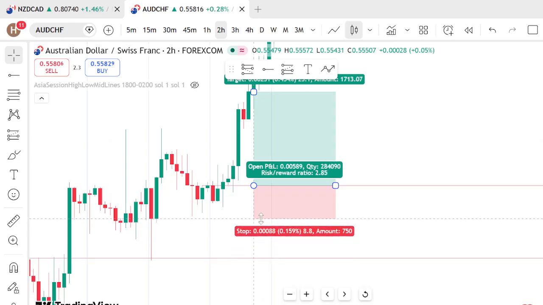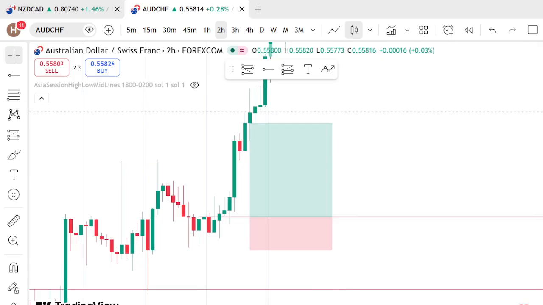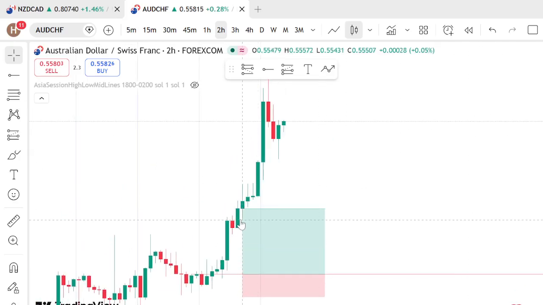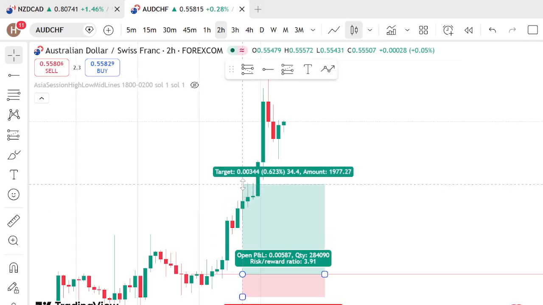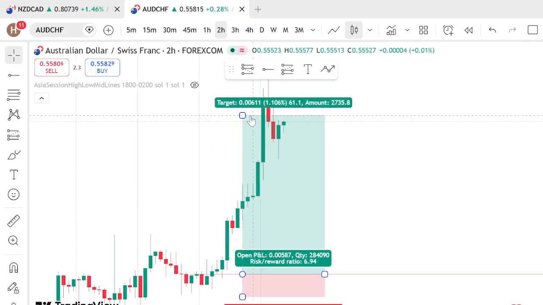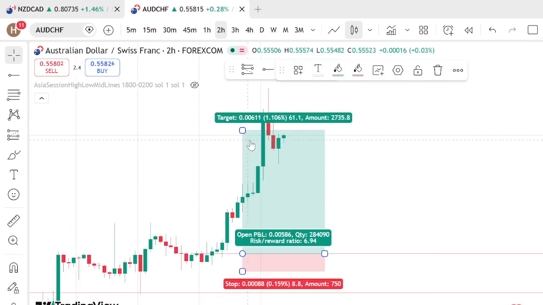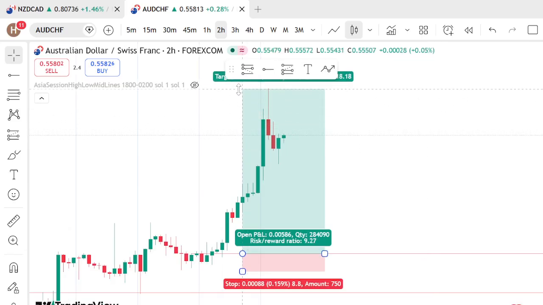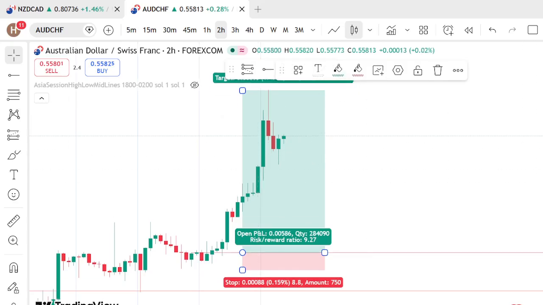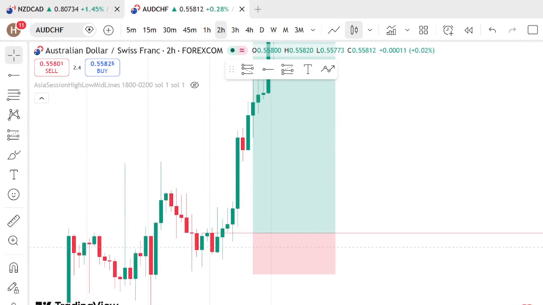It was not up to 10 pips. Placed my stop loss there, and then I targeted a 1:3. So currently it's running at a 1:9, like I showed you. So this was how simple it was to take this trade.